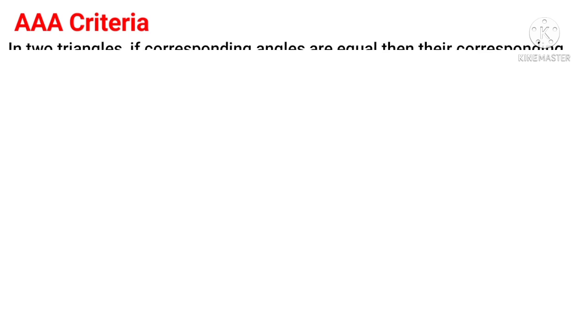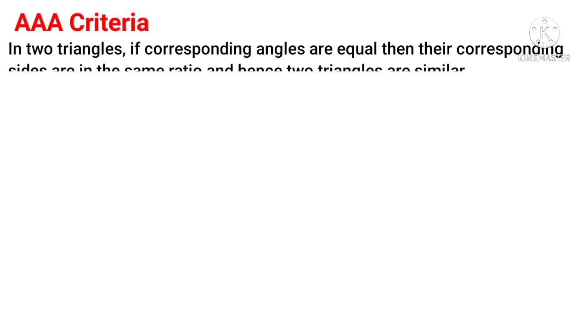AAA criteria. According to this criteria, in two triangles, if corresponding angles are equal, then their corresponding sides will be in the same ratio and hence you can call those two triangles similar.